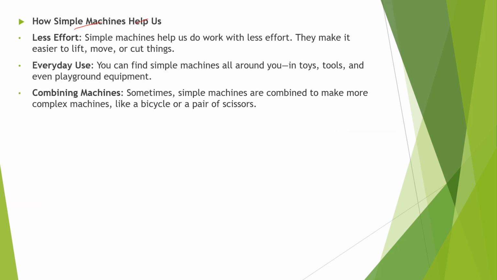How do simple machines help us? Less effort. Simple machines help us to do work with less effort. They make it easier to lift, move, or cut things. In everyday use, you can find simple machines all around you in toys, tools, and even playground equipment. Sometimes simple machines are combined to make more complex machines like a bicycle or a pair of scissors. Any big machine that you take is a combination of simple machines. Okay, simple things like building blocks help us to build big machines.